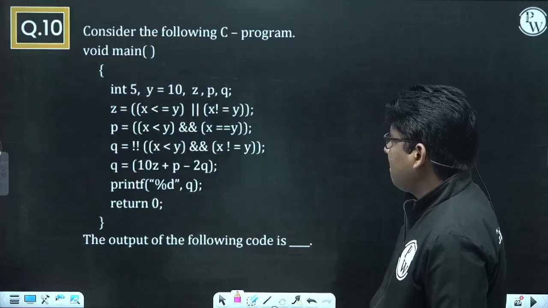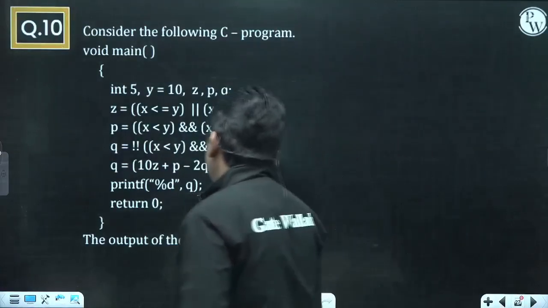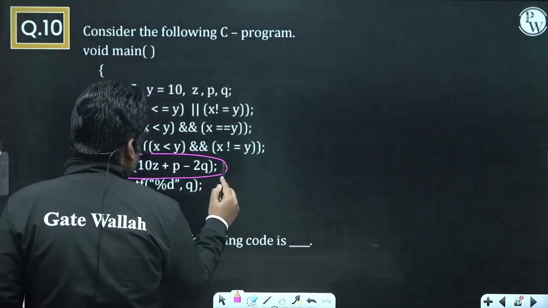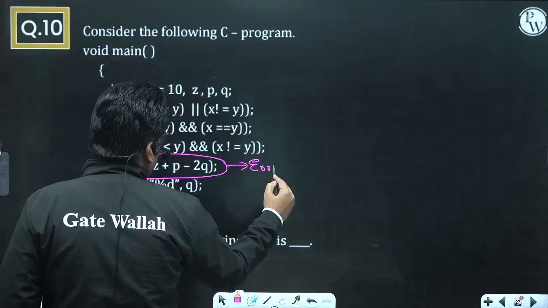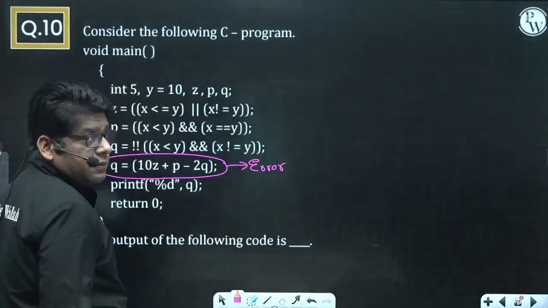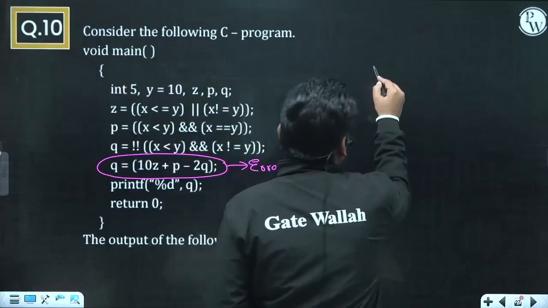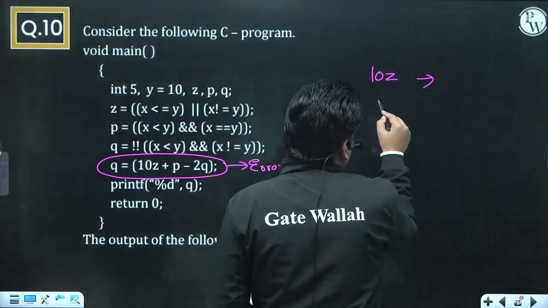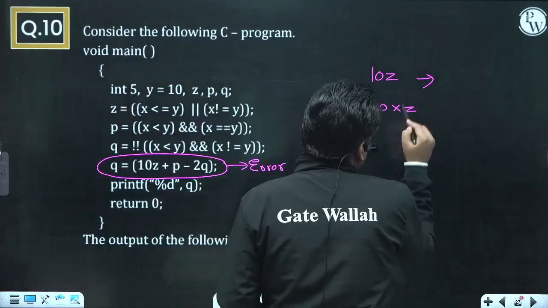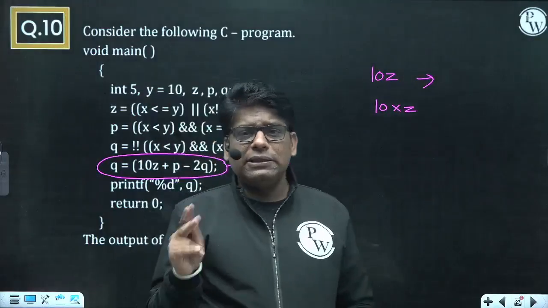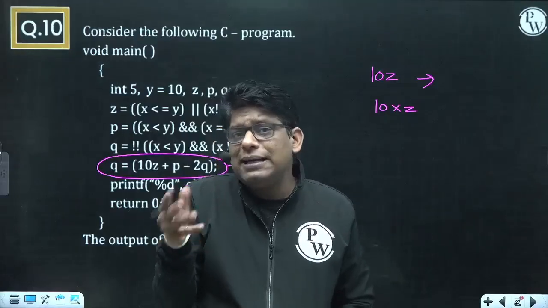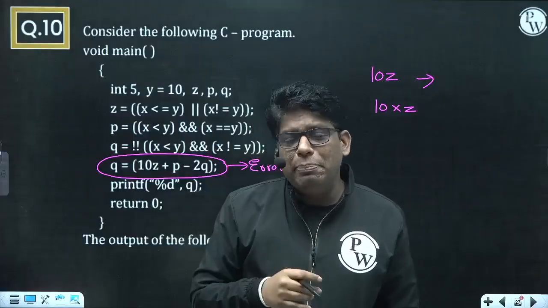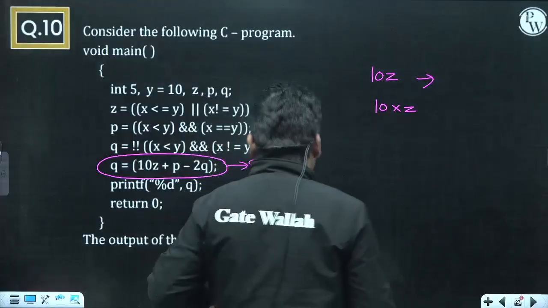Tell me, sir, error. I intentionally wrote this. Sir, computer doesn't understand 10z. It is okay in mathematics, but in computer programming, it is not okay. You have to tell that it is 10 into z, because in mathematics, if there is nothing between two values, we consider it as multiplication. But for computer, you need to provide everything. Computer doesn't have any brain. So, error is there.